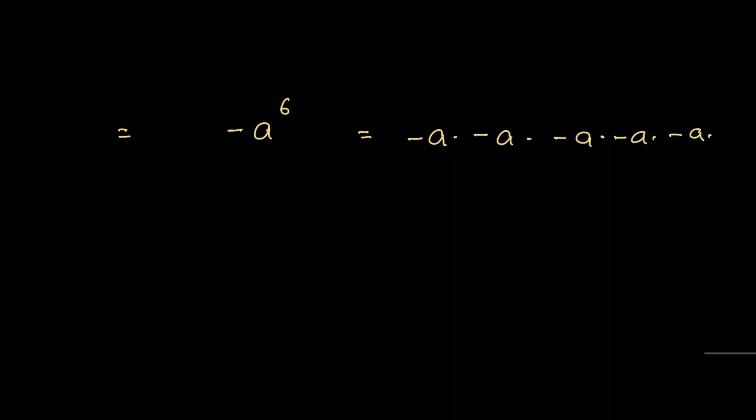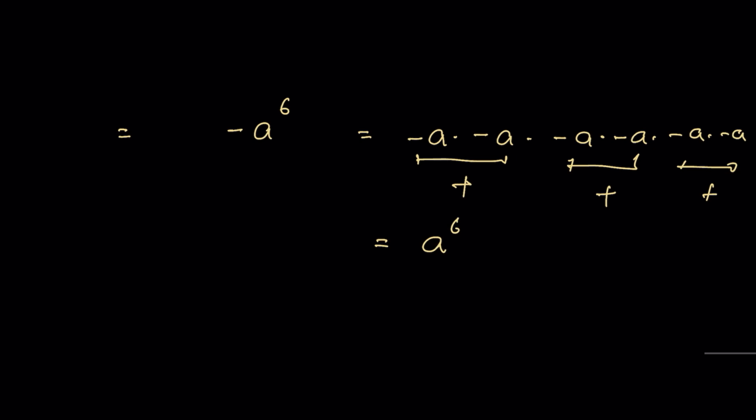So here we have minus a to the power 6. Let's first deal with this, the power of a. Minus a to the power 6 means minus a is multiplied by itself 6 times. So minus a times minus a times minus a times minus a times minus a. Minus minus becomes positive, this minus minus becomes positive, and this minus minus becomes positive. So this becomes a to the power 6.